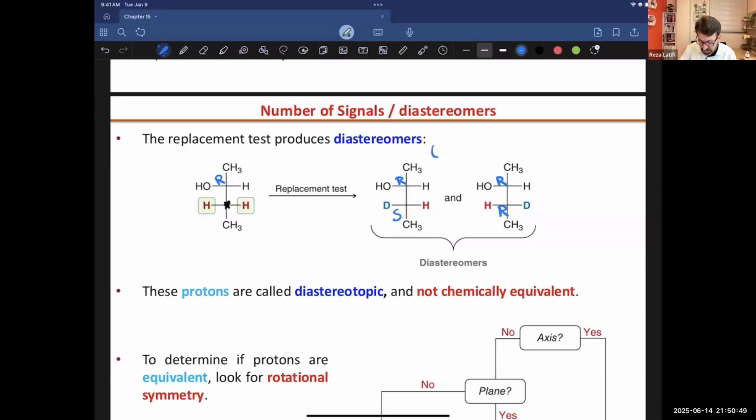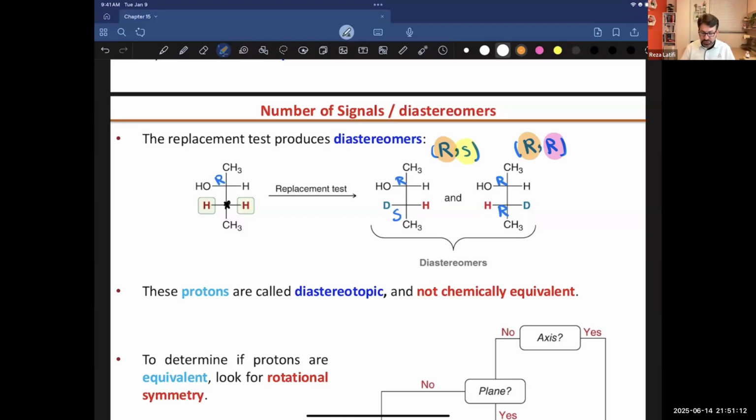So what did I get? I got R and S configuration, while here it is R and R. One of the chiral centers got flipped, while the second one stayed as it is. The first group stayed as it is, so those two are diastereomers.